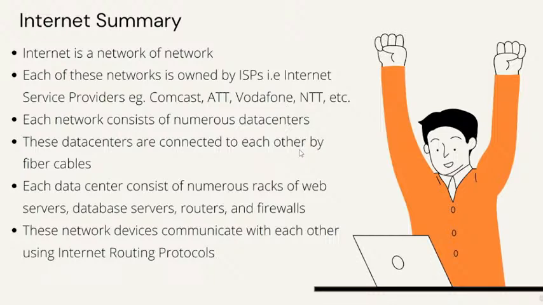Each network consists of numerous data centers. These data centers are connected to each other by fiber cables. Each data center consists of numerous racks of web servers, database servers, routers, and firewalls. These devices communicate with each other using internet routing protocols.